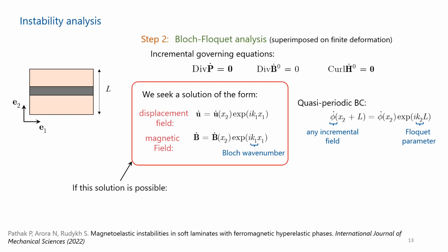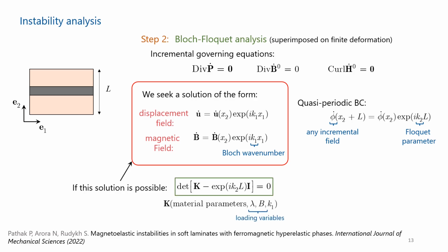Now, if this bifurcation solution is possible, then after clubbing all these equations together and with some manipulation, everything boils down to this eigenvalue problem. Note that the matrix K is a function of material parameters, loading variables, stretch and magnetic field, and the Bloch wave number. Hence, the instability occurs when the absolute value of the eigenvalue of matrix K is unity, and the corresponding variables are termed as critical variables.